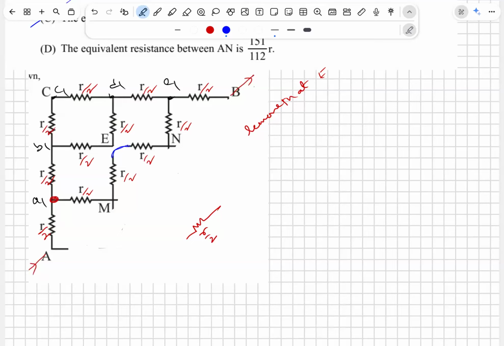Right. What's wrong? Then write R by 2. Boys, next is also R by 2. Next is also R by 2. And lower side, how many R by 2 are there? 1 R by 2, 2 R by 2, 3 R by 2, 4 R by 2.